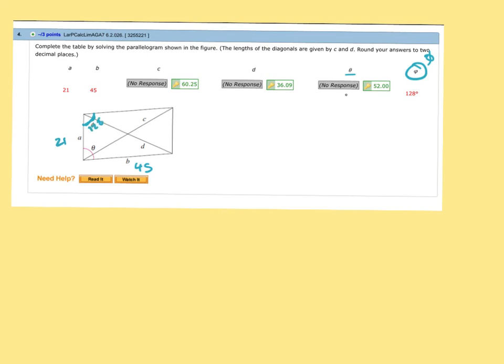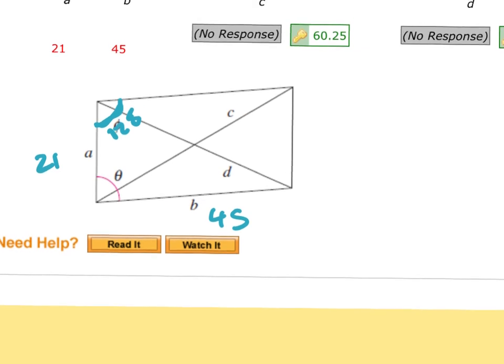So from there, there's a couple of things you've got to know about a parallelogram. One is that the opposite sides are congruent. So this is 45 and this is 21. The other is that this C is the whole diagonal. So it's not just part of the diagonal. The diagonals do bisect each other. So if the C was just half of the diagonal, I would just cut it in half. That's the other thing, hopefully you remember about parallelograms. These are congruent and these are congruent.